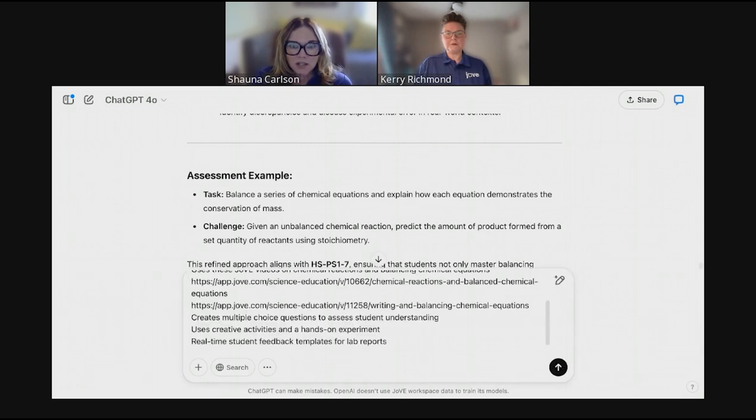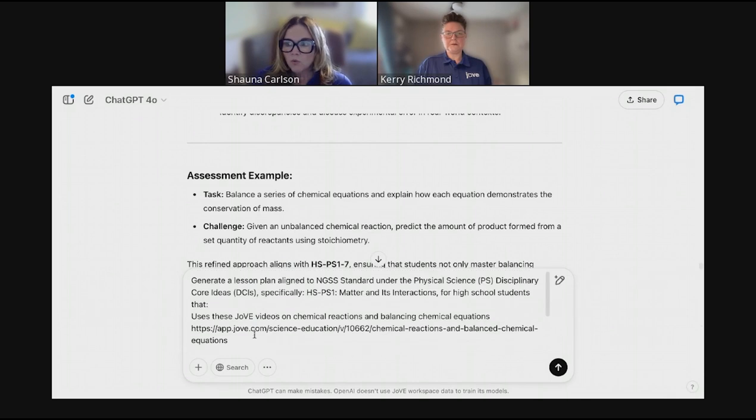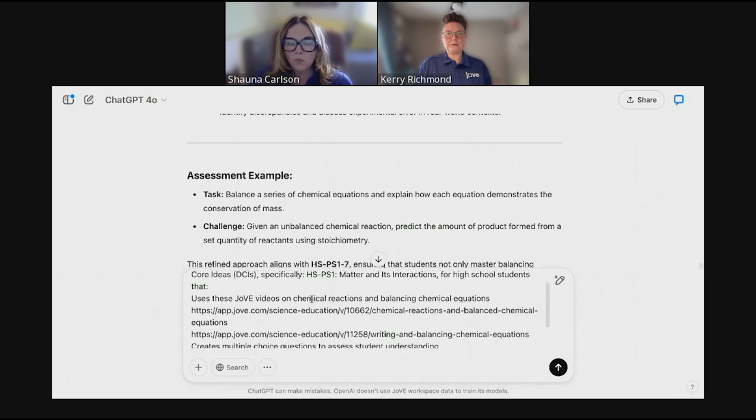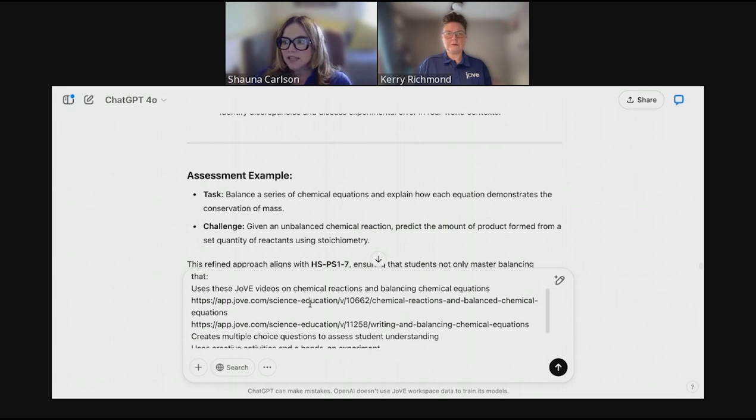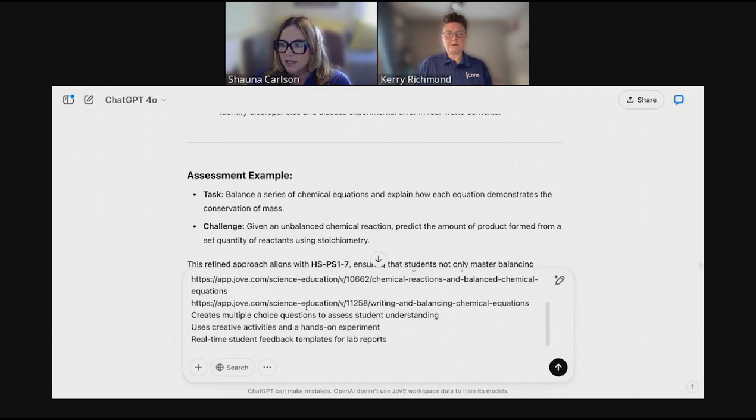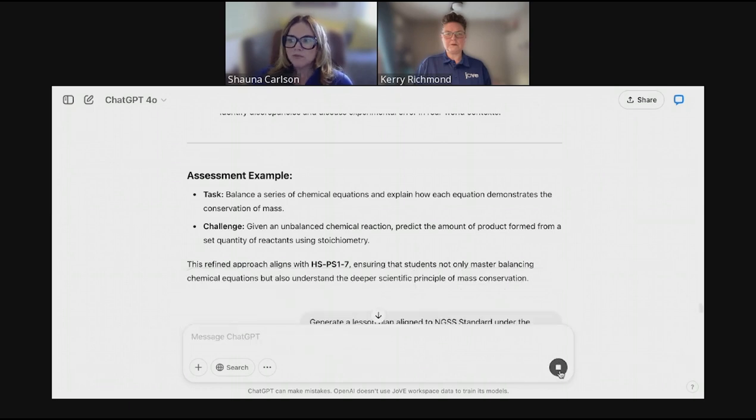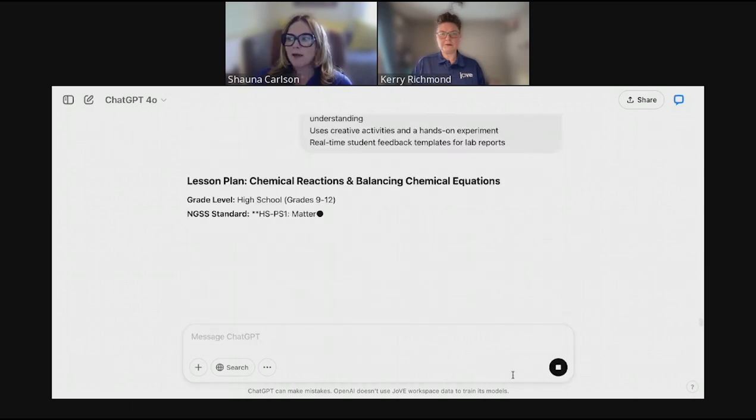So we'll enter in here, hey, generate a lesson plan based on that NGSS standard. Use the videos, the supplemental tools that we want to include to help refine and help students understand maybe some of these more complex concepts more easily. We want some assessment in there, maybe a hands-on experiment, and how about a real-time student feedback template for lab reports is something else we could plug in. So we'll hit enter and we'll see what it pops out.